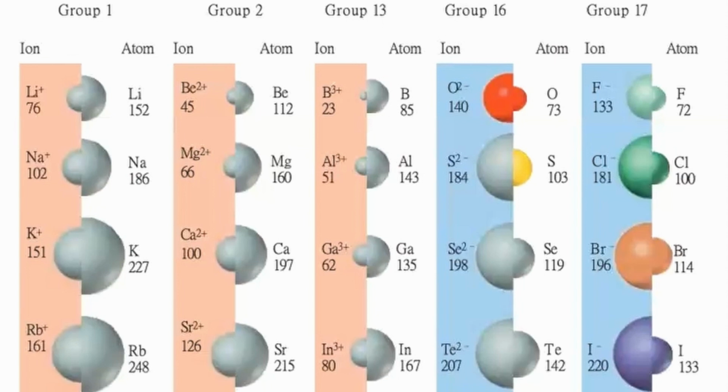And here we can see the atomic radius of the anions versus the neutral atoms, and the cations versus the neutral atoms. So basically, the atomic radius of the neutral atoms tends to be larger than the ionic radius for the cations, while the opposite is true for the anions. So it shows that the radius of the cation is smaller than the neutral atom, and the radius of the anion is larger than the neutral atom.